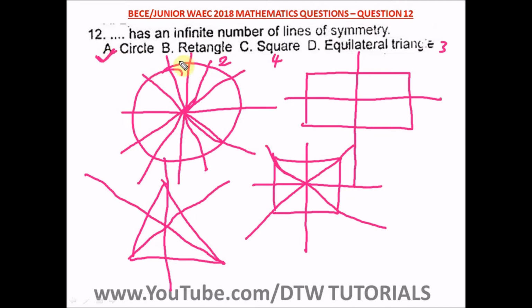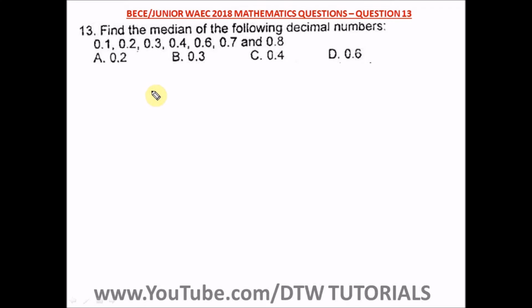That is circle. Question 13 of the BECE Junior WAEC 2018 Mathematics Past Question. That's your OBJ question 13. It says find the median of the following decimal numbers. To find the median, remember what the median is? The median is the middle number. Let us arrange this. I think it's already arranged for us, but let's still arrange it in ascending order.